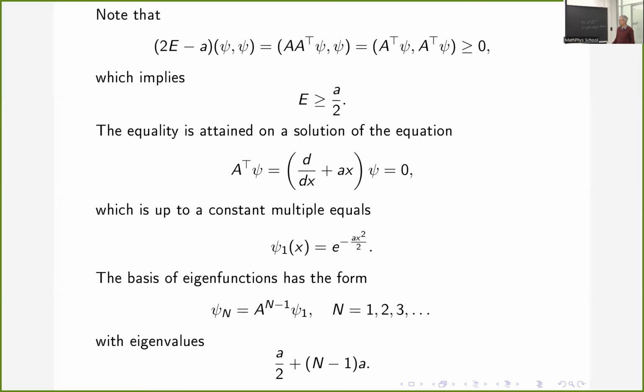So all eigenfunctions are of the form a to some power n applied to psi 1, with eigenvalues forming an arithmetic progression. So this is the simplest derivation of the eigenvalues and eigenfunctions of the harmonic oscillator. That is very important in physics because the whole of quantum electrodynamics is based on this, and so on.